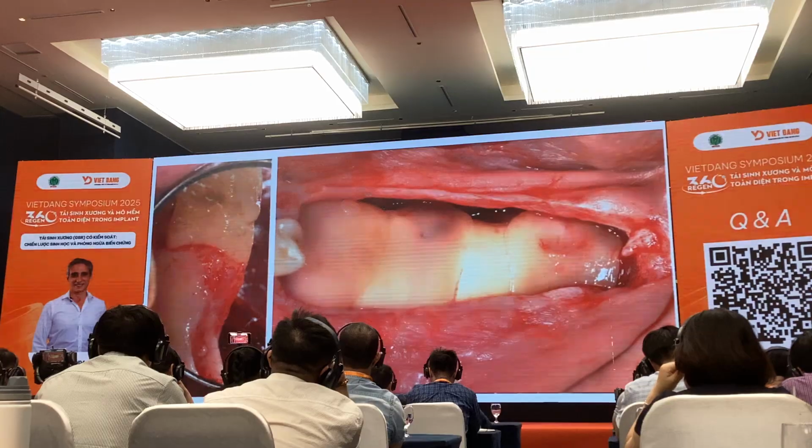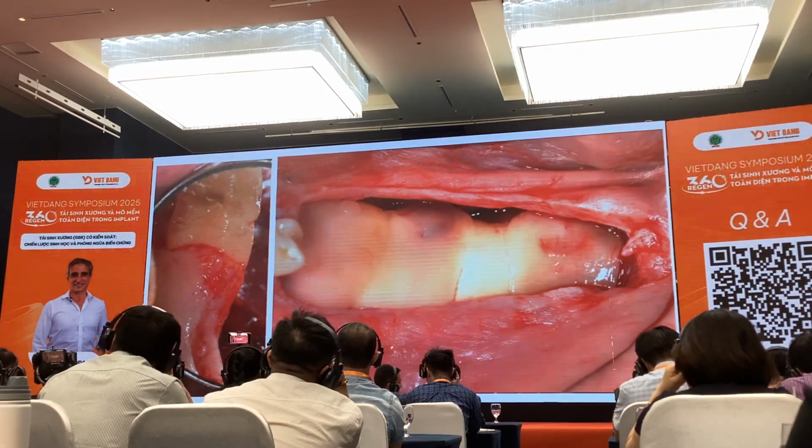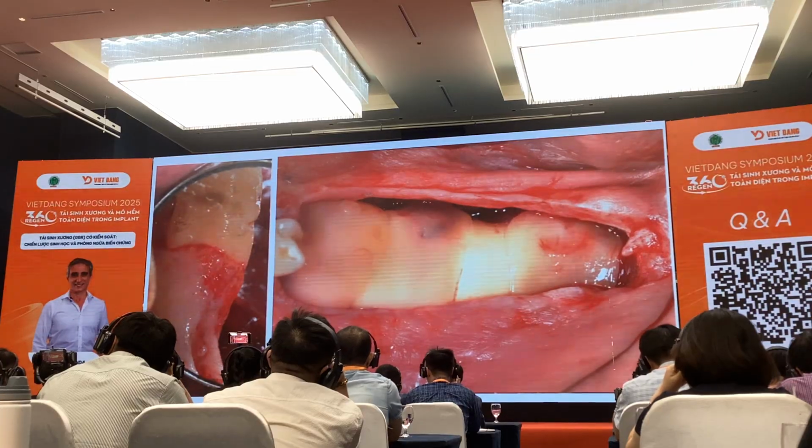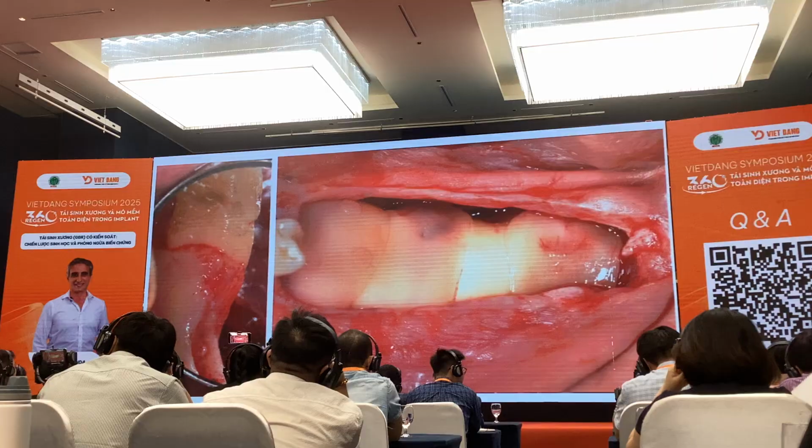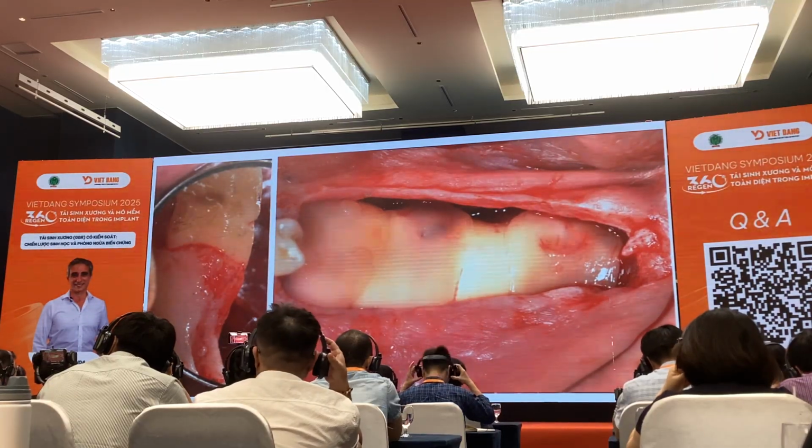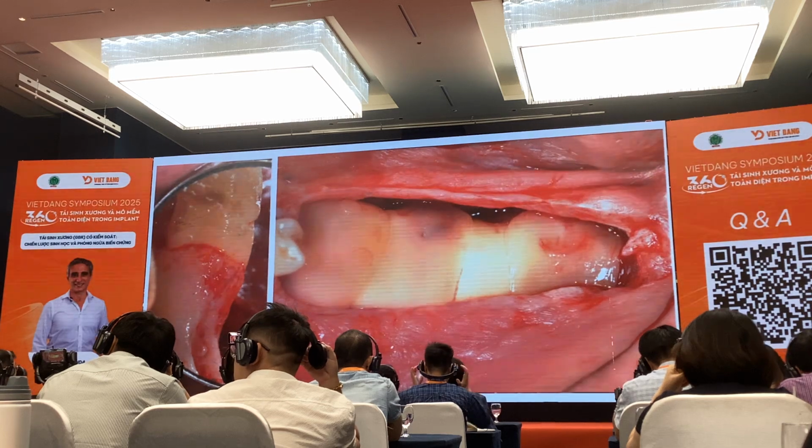It means that it's perfectly close against the neck of the tooth. Did you understand? Close, but not biologically sealed. Because I didn't respect the spatiality of the flap.